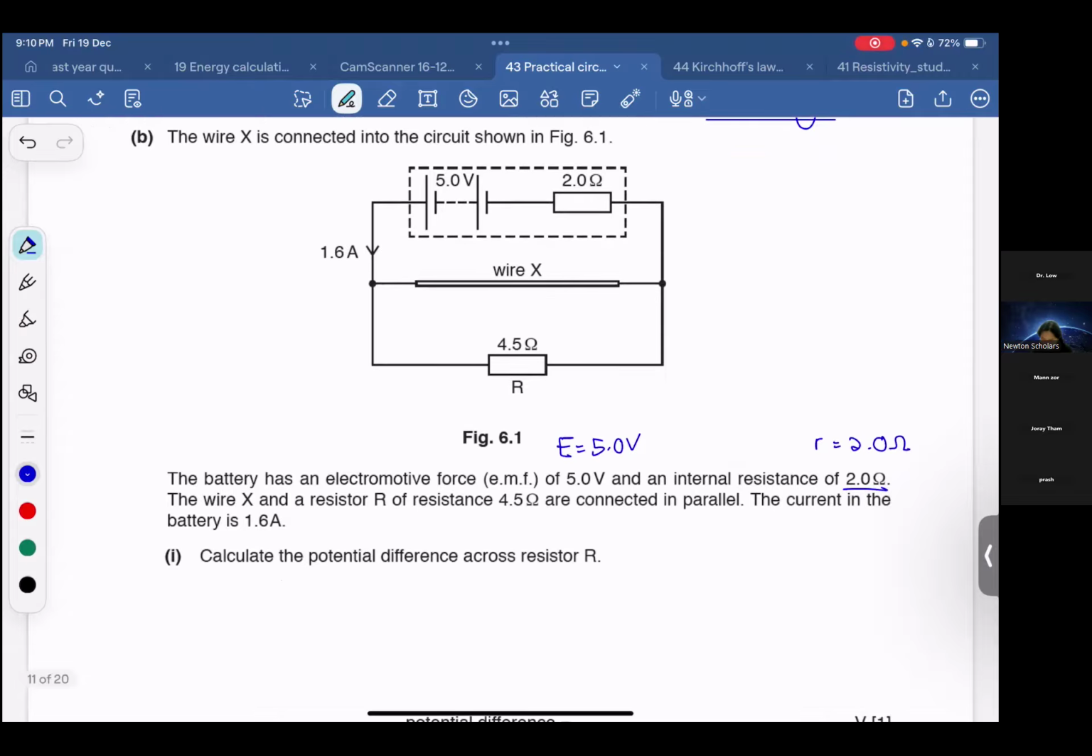Can you calculate the potential difference across resistor R? Can you do the calculation for your potential difference across resistor R? Do it right now.